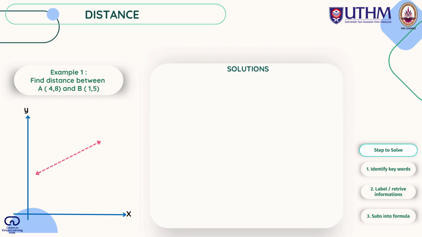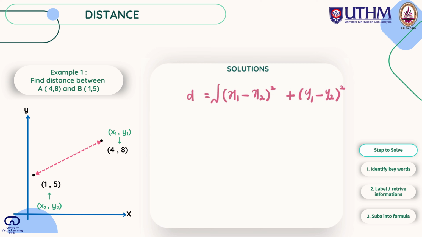Example 1, find the distance between point A (4, 8) and point B (1, 5). To solve this question, you have to follow 3 steps. Number 1, you have to identify the keywords. In this question, the keyword is distance. So from here, we write the formula of distance. D equals the square root of (x1 minus x2) squared plus (y1 minus y2) squared. Okay, so this is the formula.